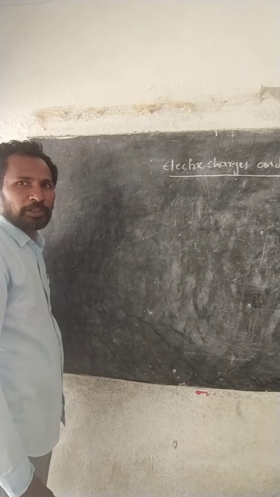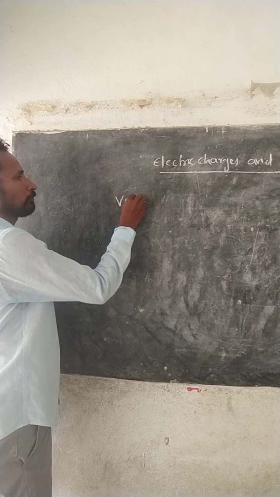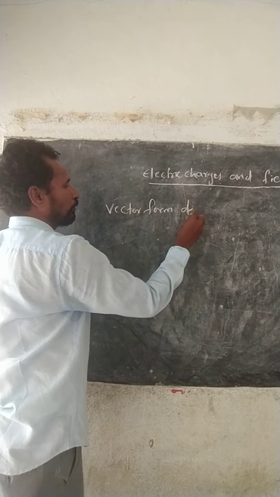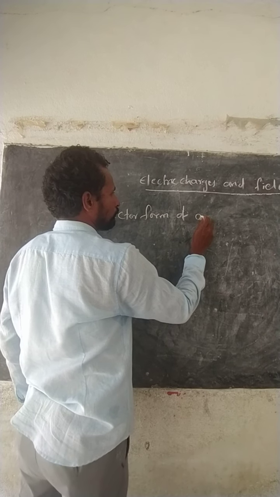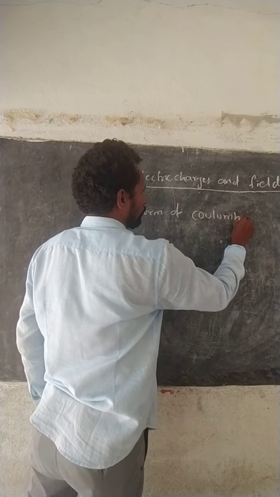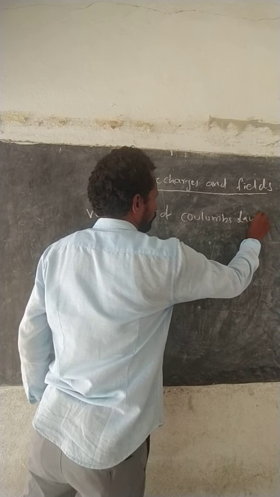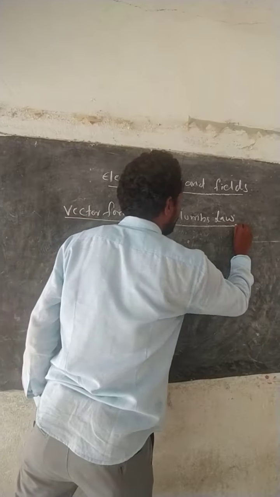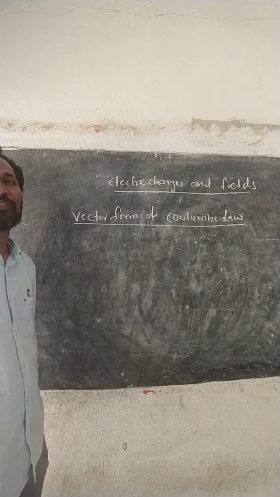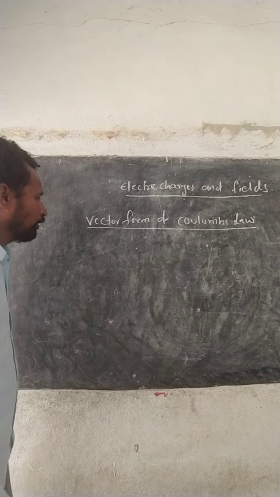And now we will see the vector form of Coulomb's law. This video is expected for 1 mark. Write Coulomb's law in vector form.